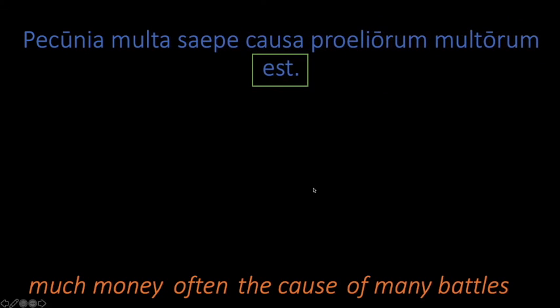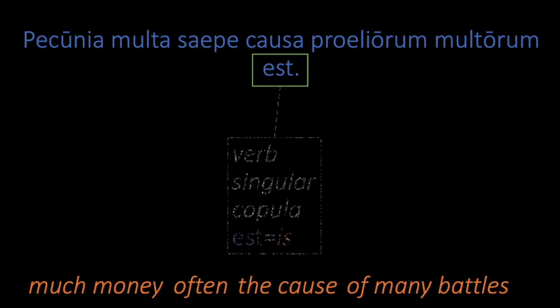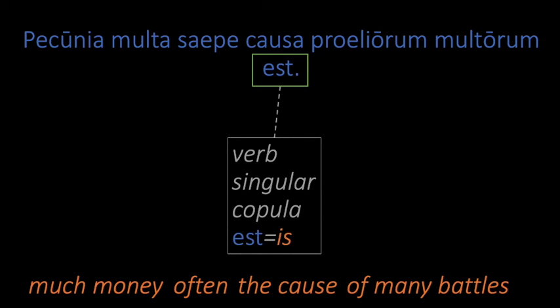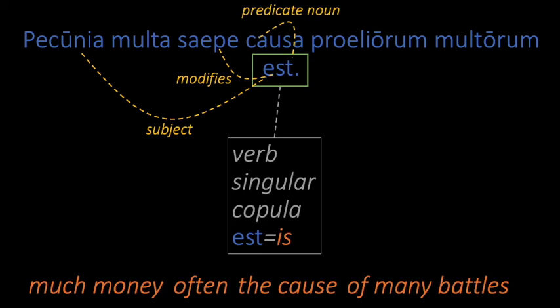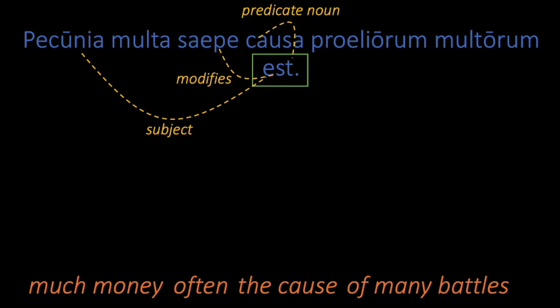And finally, we have est. It is a singular form of the verb to be, and is acting as a copula here. It agrees with the subject pecunia, and is modified by the adverb saepe. It links the subject with the predicate noun causa. We translate it with is. So for the entire sentence, we come to much money often the cause of many battles is. Making that a little less awkward in English gives us much money is often the cause of many battles.